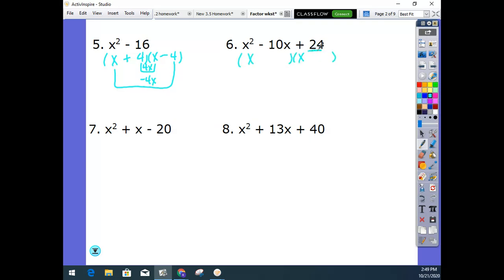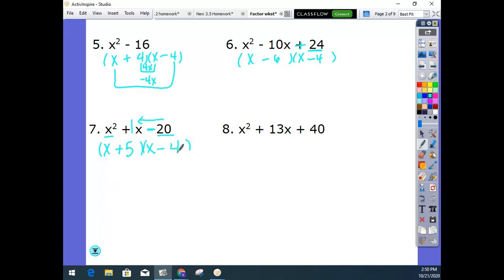All right, now we need factors of 24 that add to get 10, negative 6, negative 4. No GCF, split apart your x. Factors of 20 that subtract to get, remember that's a 1 there. So plus 5, minus 4. If all else fails, remember, just write out your factors. There's only going to be one set that works.